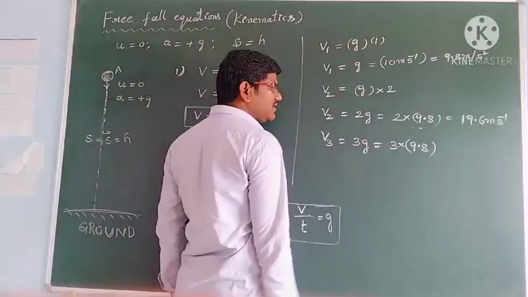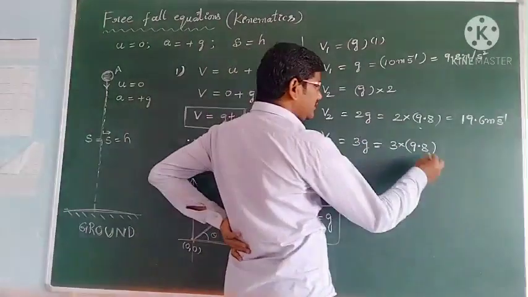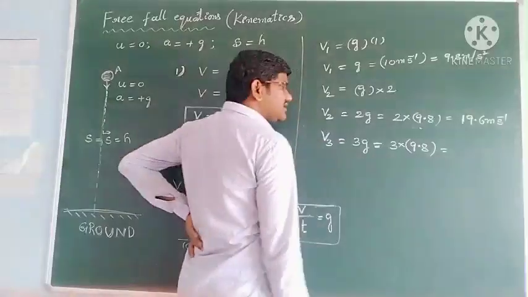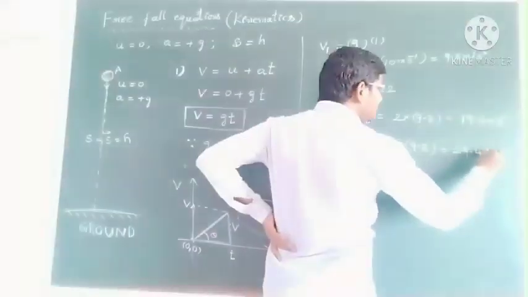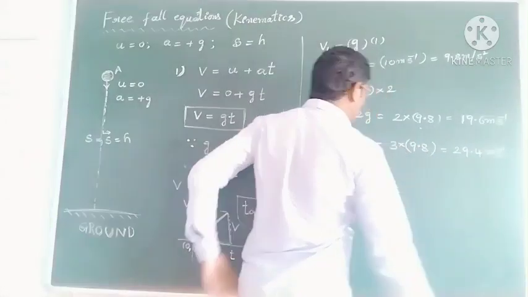So 3g means 3 into 9.8. You will get 29.4 meters per second.